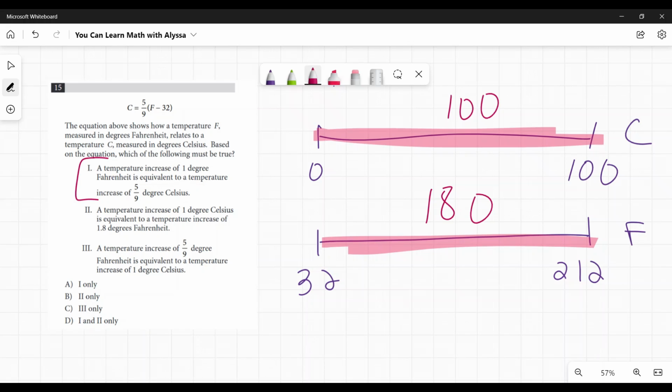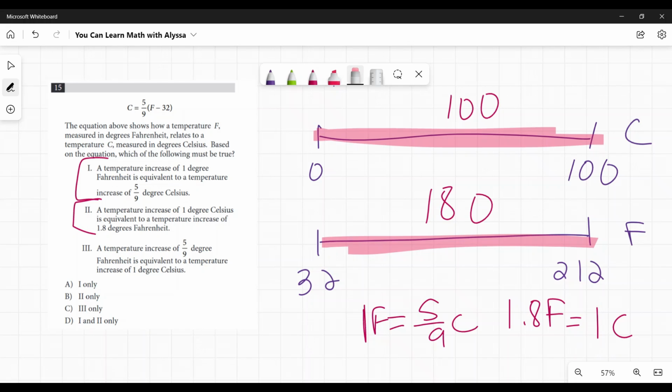Number 2, a temperature increase of 1 degree Celsius is equivalent to a temperature increase of 1.8 degrees in Fahrenheit. Is that saying the same thing as number 1? It's saying again that if the Celsius is increasing by just a little, then the Fahrenheit is increasing by more. Well, let's just see. I'm not even going to look at number 3 up here. I just want to look at these two. So 1 degree of Fahrenheit is equal to 5/9 degrees of Celsius. That's what the first one said. And the next one said 1 degree of Celsius is equal to 1.8 degrees of Fahrenheit.